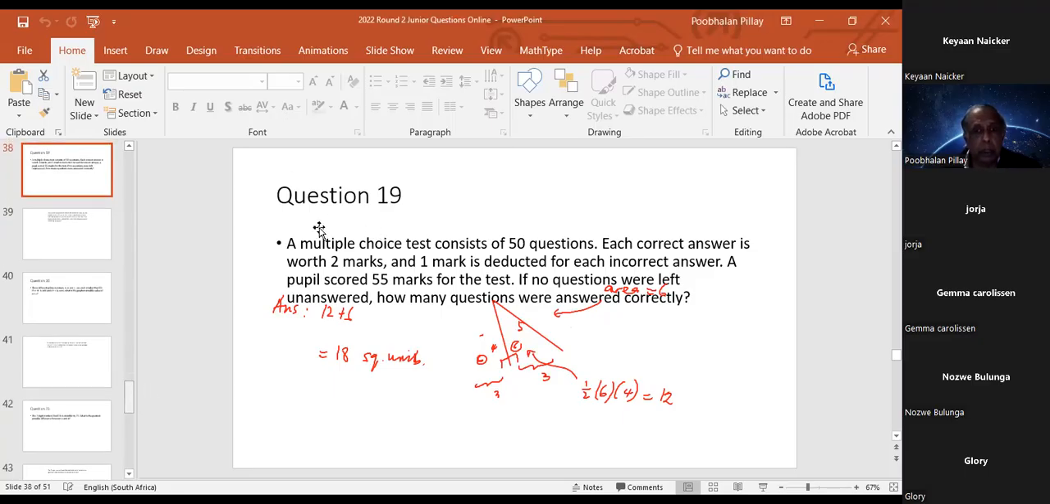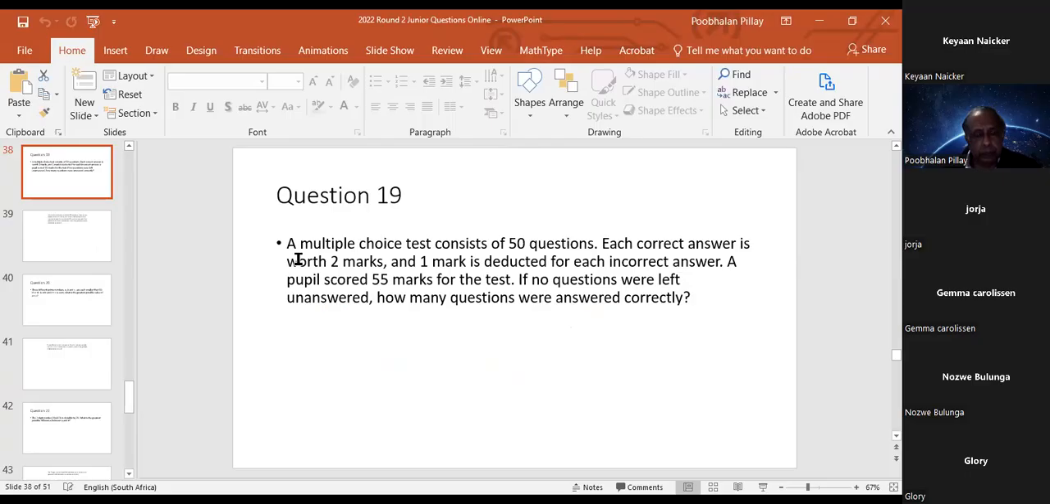Okay, so we go into question 19 now. So the answer to the last problem was 18. That's the answer. Question 19. A multiple choice test consists of 50 questions. Each correct answer is worth 2 marks. And 1 mark is deducted for each incorrect answer.